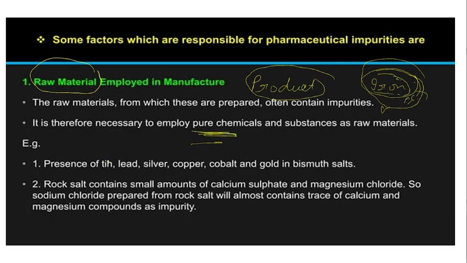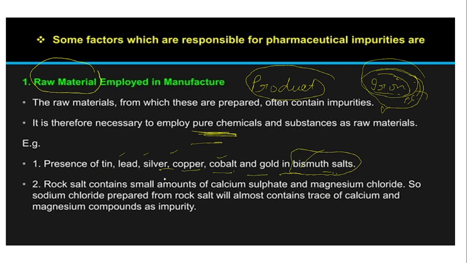Just taking an example, the presence of tin, lead, silver, copper, cobalt, and gold in bismuth salt. This is a salt which is called bismuth salt. In that particular salt, other than bismuth, which is also an element, it has tin, lead, copper, silver, cobalt. So this is not a purified salt. If we want this purified, then we need to extract it from all these impurities.